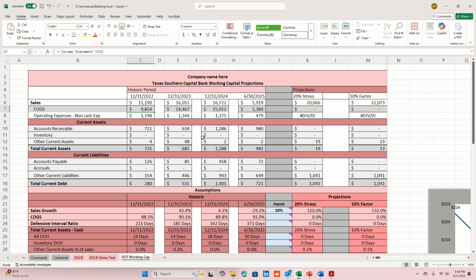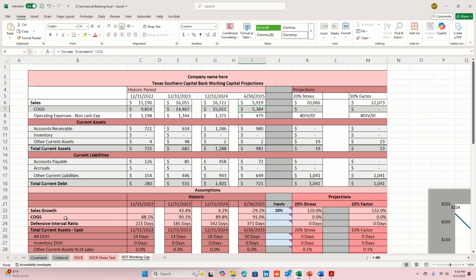So this is taken from the income statement. This is taken from the income statement. And this is taken from the income statement. So we have cost of goods sold for 2022, 2023, 2024, and 2025.